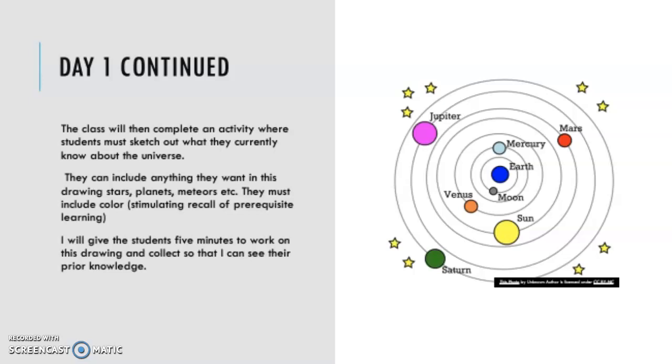Day 1 continued. The class will then complete an activity where students must sketch out what they currently know about the universe. They can include anything they want in this drawing: stars, planets, meteors, etc. They must include color, and by doing this, students are stimulating recall of prerequisite learning. I will give the students 5 minutes to work on this drawing and collect it at the end so that I can see their prior knowledge.